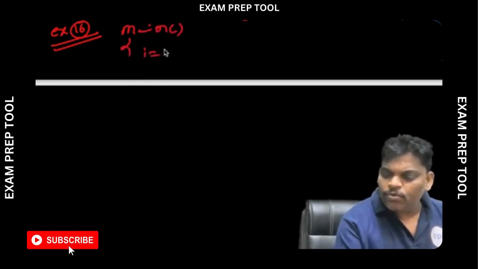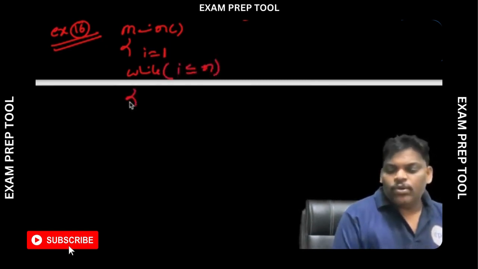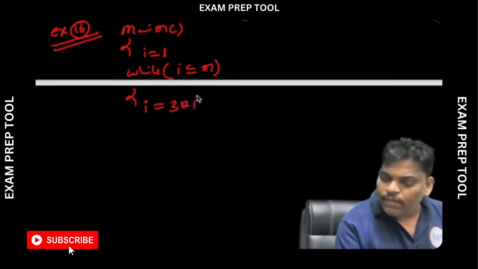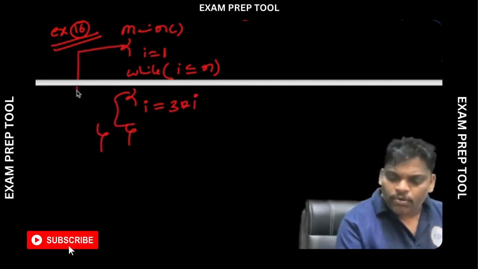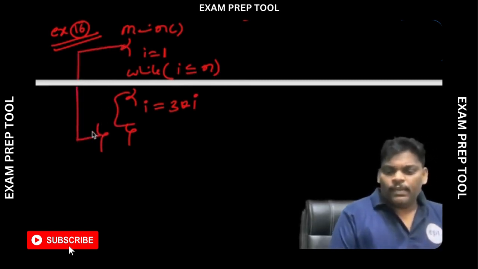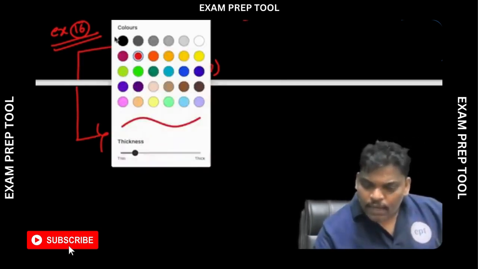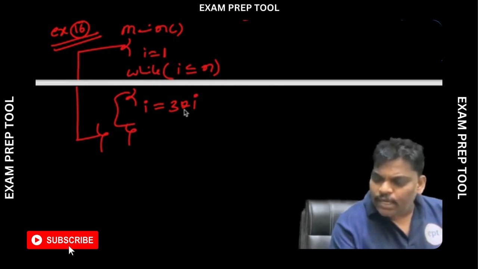i is equal to 1, while i is less than or equal to n, i is equal to 3 into i. See, one time, i is equal to 3 into i. See the interesting answer. Everyone listen. i is equal to 3 into i.